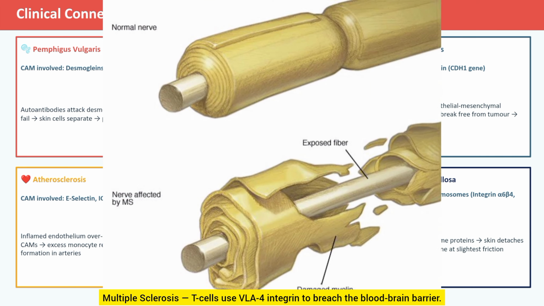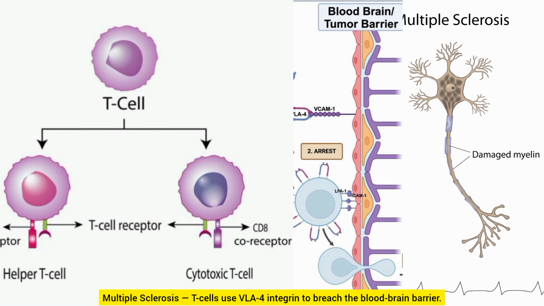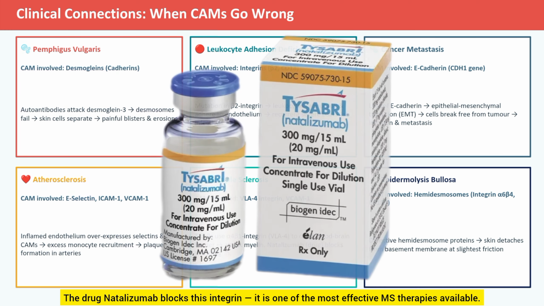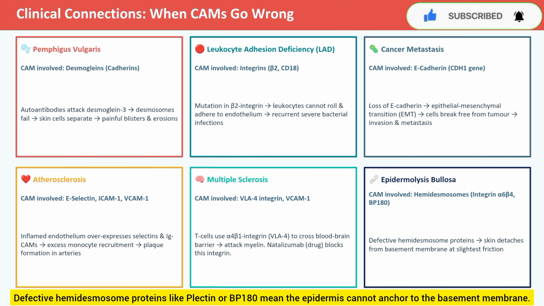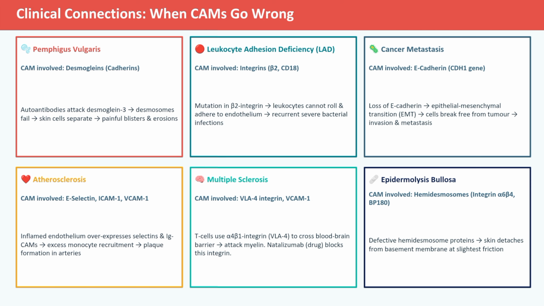Those monocytes become foam cells, and that's how plaques form. Multiple sclerosis. T cells use VLA4 integrin to breach the blood-brain barrier. The drug natalizumab blocks this integrin. It is one of the most effective MS therapies available. Epidermolysis bullosa. Defective hemidesmosome proteins like plectin or BP180 mean the epidermis cannot anchor to the basement membrane. Even minor friction causes the skin to blister and tear away. Heartbreaking condition, and it's entirely a problem of cell adhesion.